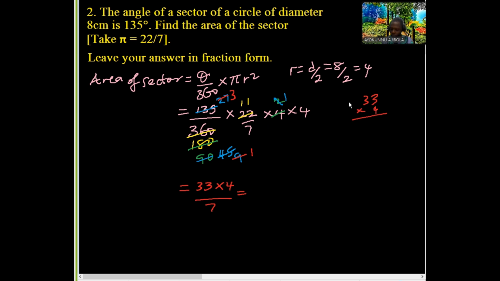33. Yeah, 33. 132. 33 times 4 is 132. This is 12. This is also 132 over 7, right? Yes, sir. And 7 in this is 1, right? Remember 6. And 7 in this is 8, which is 56. So if you remove 6 from 56, you have 6 over 7.